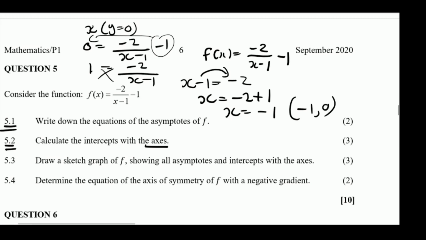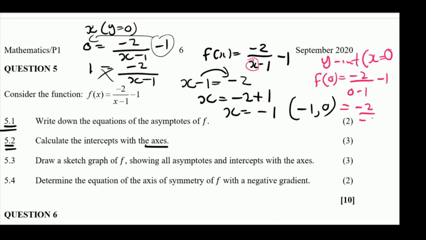And now to find the y-intercept, when x is equal to 0, we're just going to put 0 there. So f of 0 equals minus 2 over 0 minus 1, equals minus 2 over minus 1, equals 2 minus 1, which is equal to 1. So our y-intercept coordinates are 0 and 1. So these are our x and y intercepts.